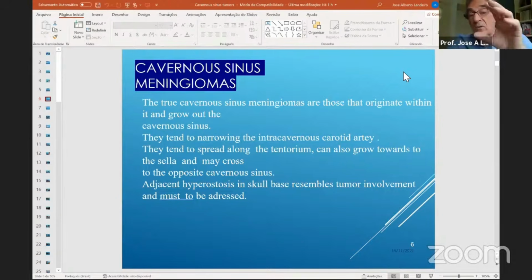Adjacent hyperostosis in skull base tumors can sometimes resemble tumor involvement. Drilling the hyperostotic bone is possible, but remember to try to preserve all the vital structures involved by the hyperostosis, like the Eustachian tube, a branch of the facial nerve, and even the carotid artery.